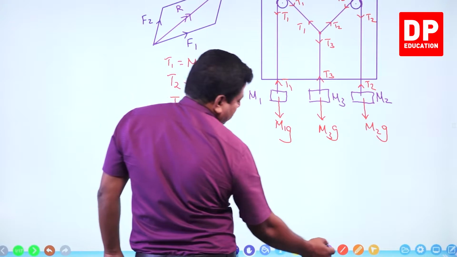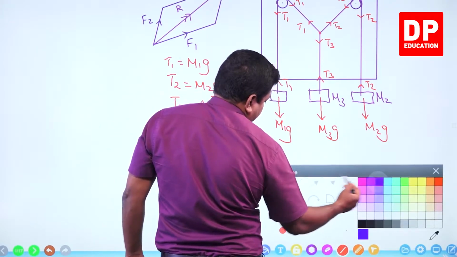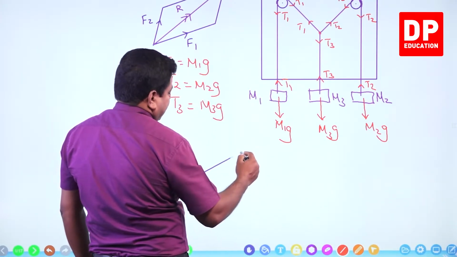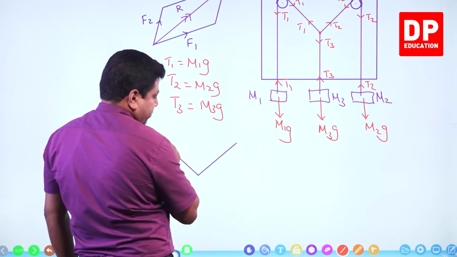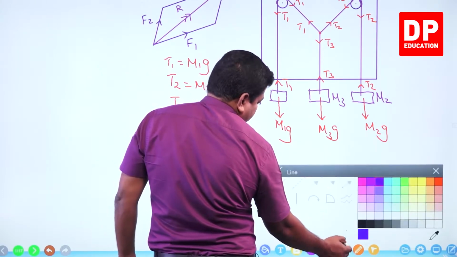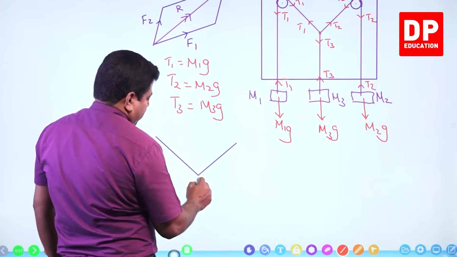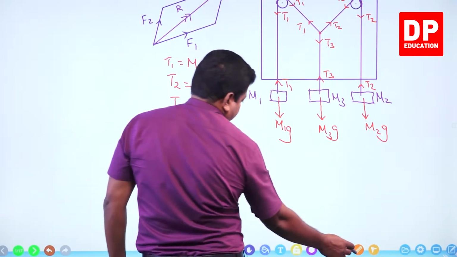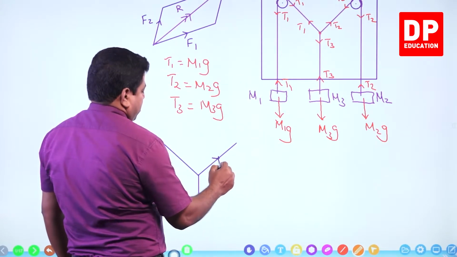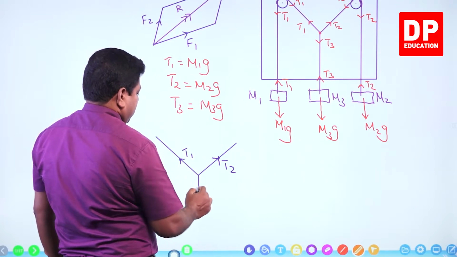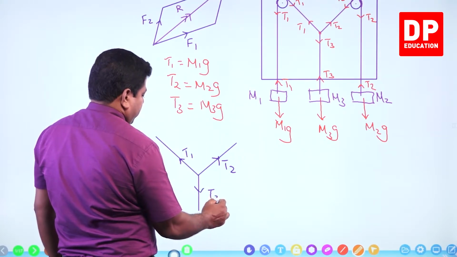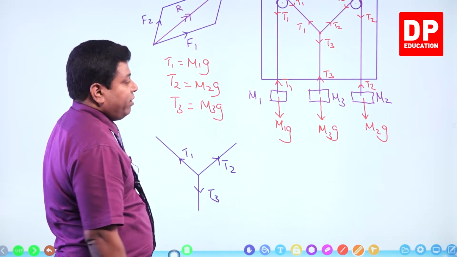Let me draw the three forces now. You have T2 like this, T1 like this, and T3. T2, T1, T3. I know the value of T1, T2, T3.